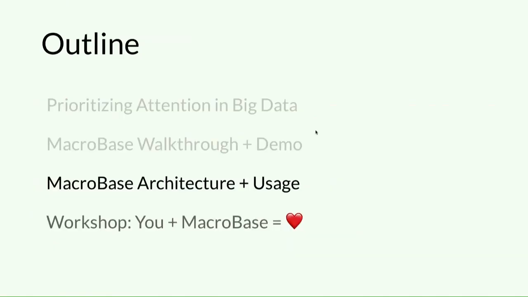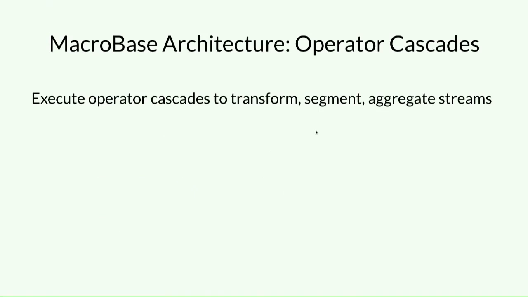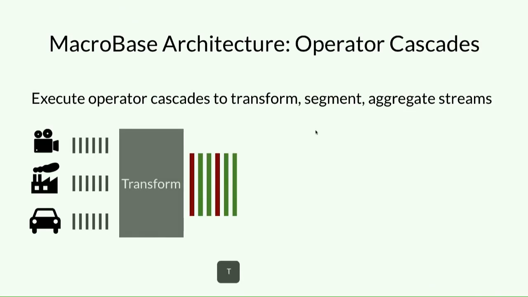Okay. So now let me tell you about the architecture of MacroBase, how it works underneath the hood. I've given you an idea of what the interface is. Let's talk about how it actually works. Conceptually, you want to think about MacroBase as a series of operator cascades. You execute these operator cascades to transform your data and then classify it, segment it into outliers and inliers, and then aggregate the streams by finding explanations that are responsible for a portion of the outliers and not the inliers, basically, right?